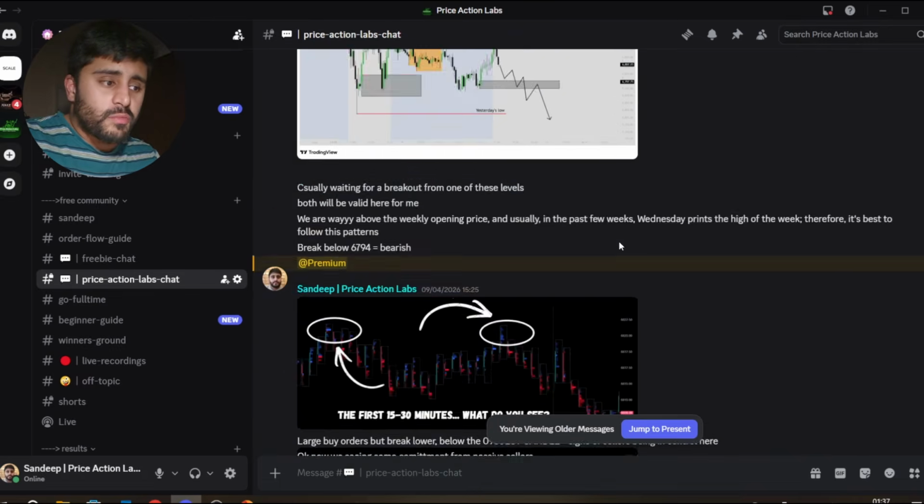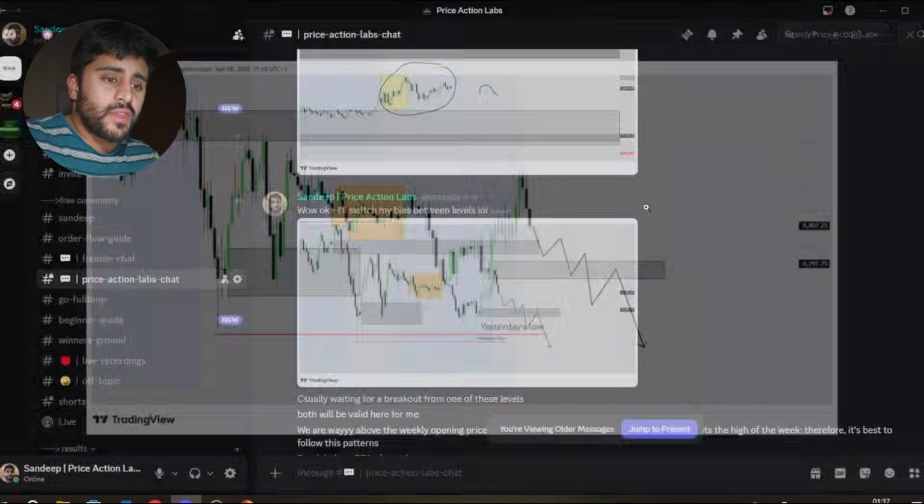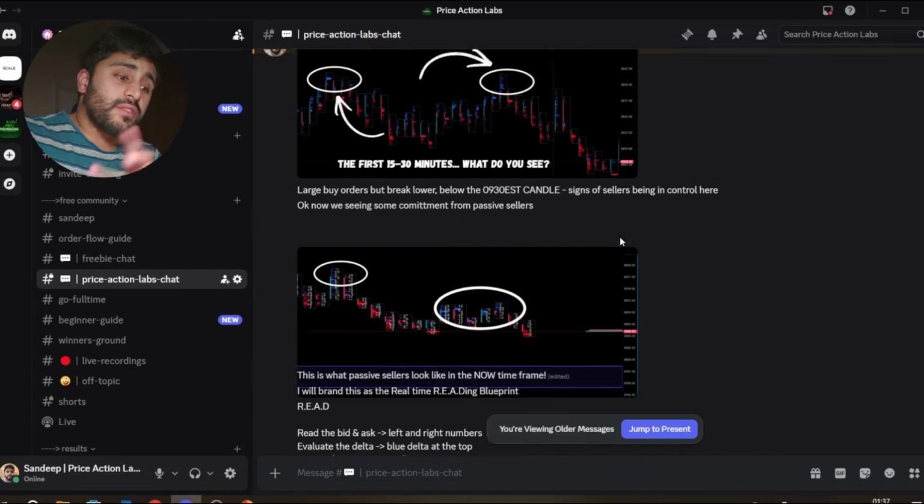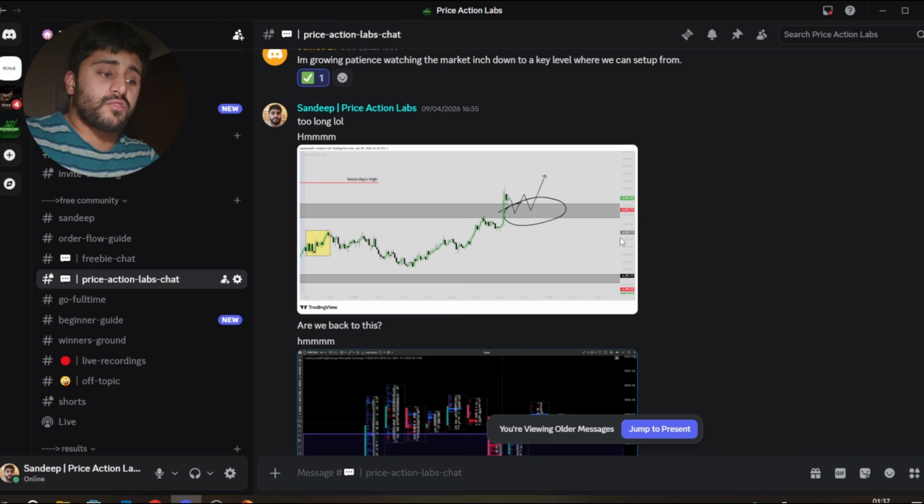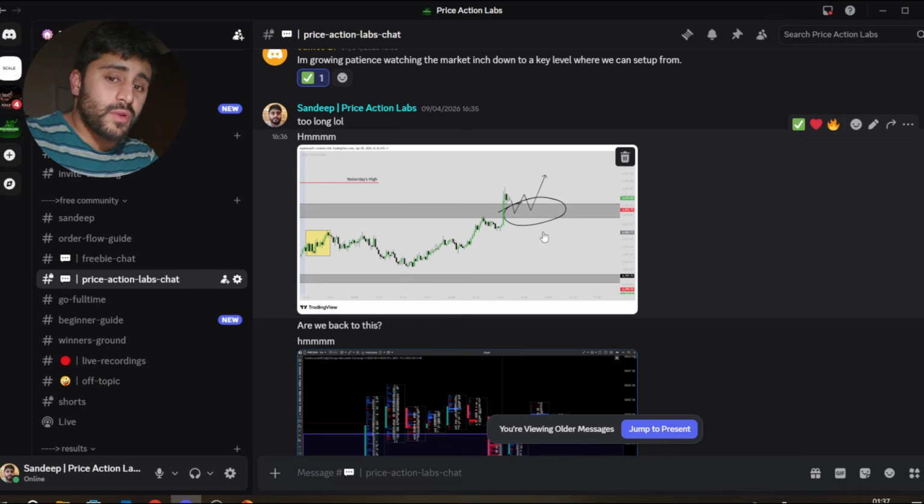I planned the level before the session even began. Here, I had to wait until 11:35 or 11:40 just to make an entry. So I had to wait over 2 hours just for my level to be here. The lesson there is that patience to wait for the right level will always win in the long term. And knowing how to read price action at that level will always get you to where you want to be.